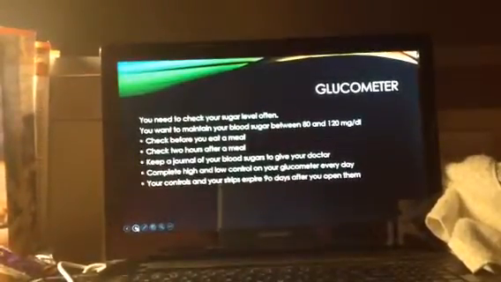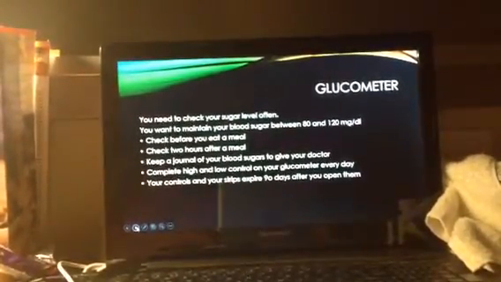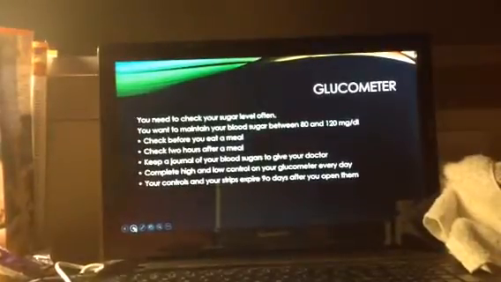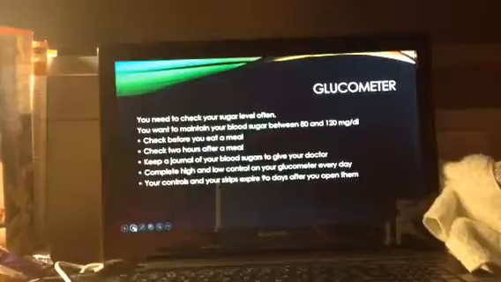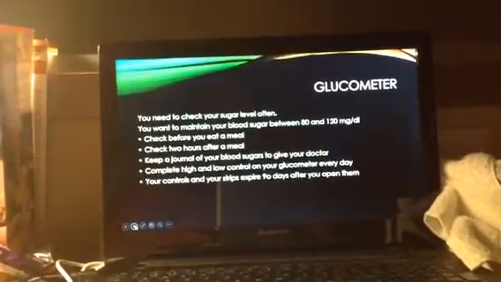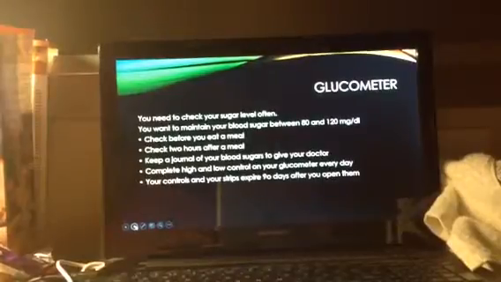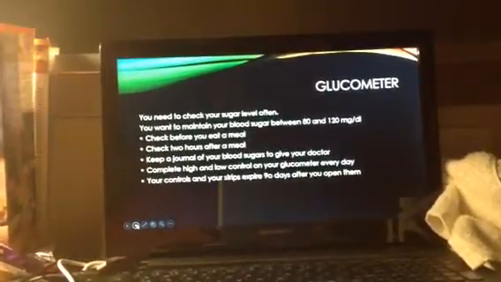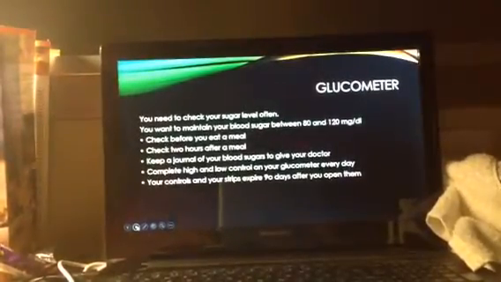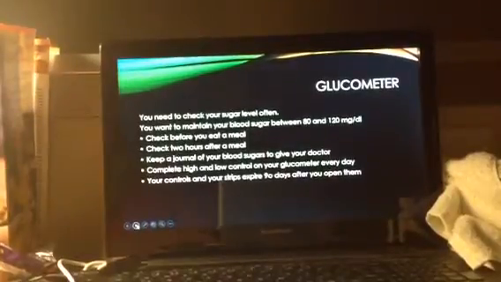You need to check your sugar levels often. You want to maintain your blood sugar between 80 and 120 milligrams per deciliter. Check before you eat a meal, and then check again 2 hours after you eat a meal. You need to keep a journal of your blood sugars to give it to your doctor on your next appointment.